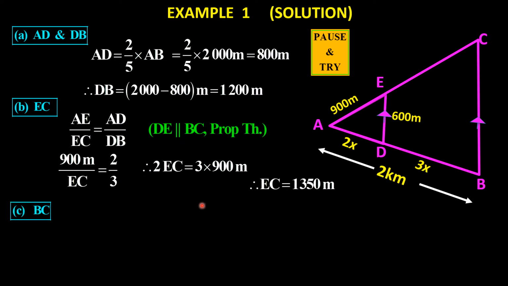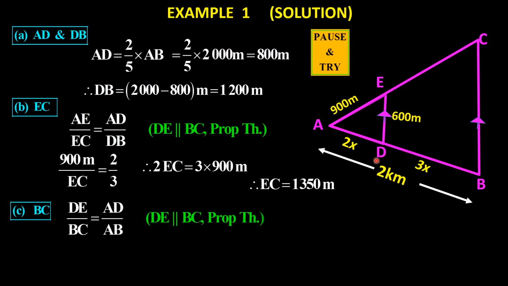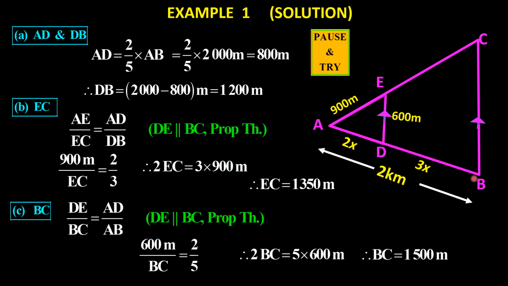BC. To find BC, that's a parallel line, so we need DE over BC and AD over AB. We substitute 600 over BC and 2 over 5. Therefore 2BC is 5 times 600, and BC therefore is equal to 1500.